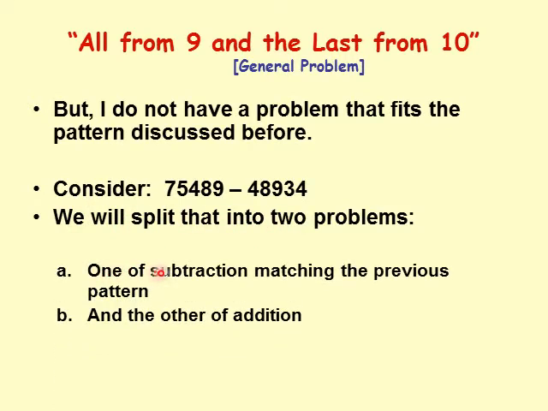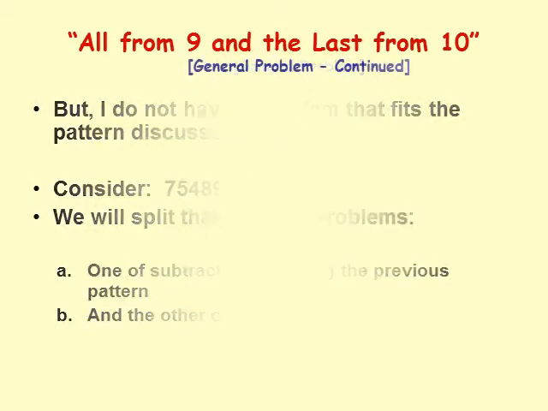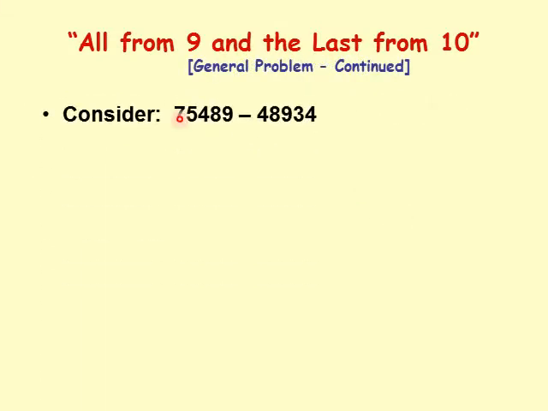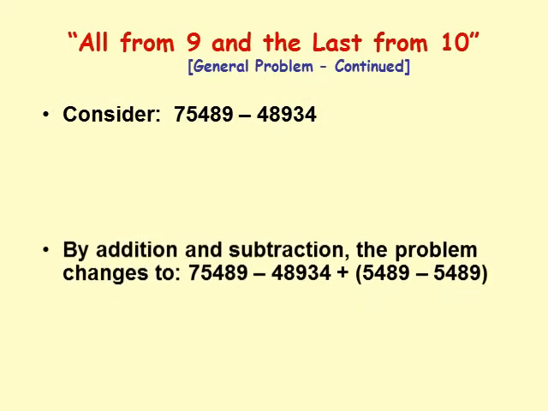Which ones? One subtraction matching the previous pattern. We know how to solve a subtraction problem of the type we just discussed, so we would split it into a problem of that type and another of addition. Instead of one problem of subtraction, we would do two. So we were looking at this problem, 75489 minus 48934, and we had decided to split it into two problems.